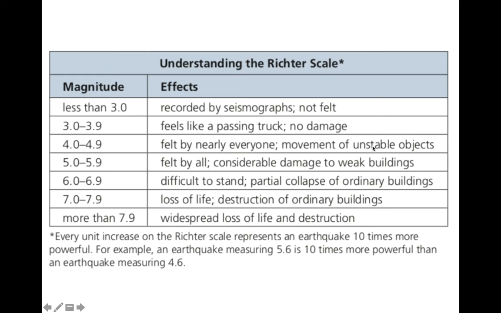Things are starting to move if they're unstable. There's considerable damage to weak buildings from 5 to 6. And from 6 to 7, it's difficult to stand. Buildings, ordinary buildings, are collapsing. And then from 7 to 8, you're getting very significant destruction happening.